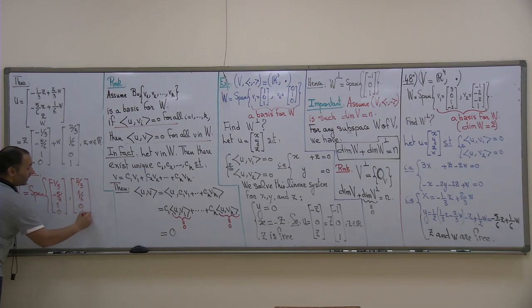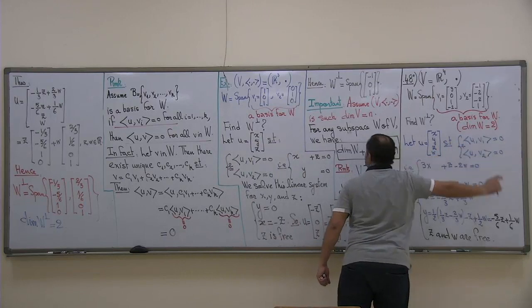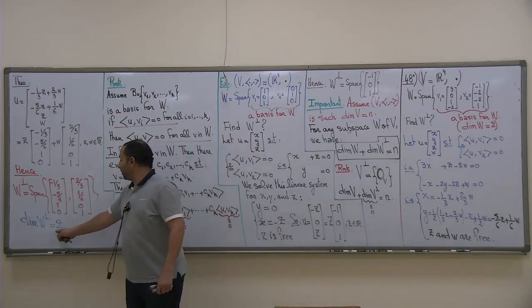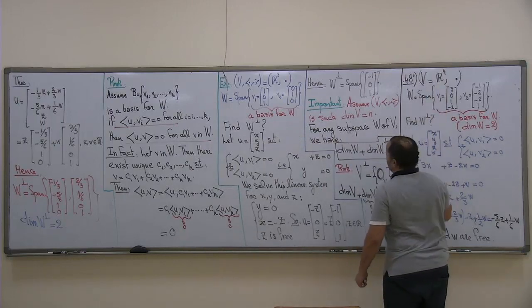Okay, obviously these two vectors are linearly independent, and we can see that the dimension of the orthogonal complement is also equal to 2, spanned by two linearly independent vectors. And again, you can check that the dimension of W, which is 2, plus the dimension of the orthogonal complement, which is 2, is equal to the dimension of the big vector space R4, which is 4.